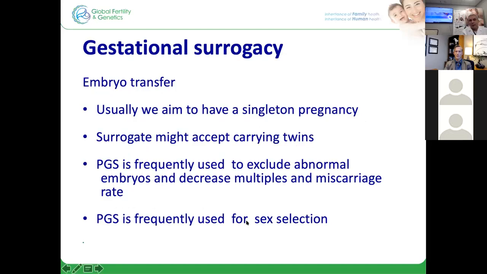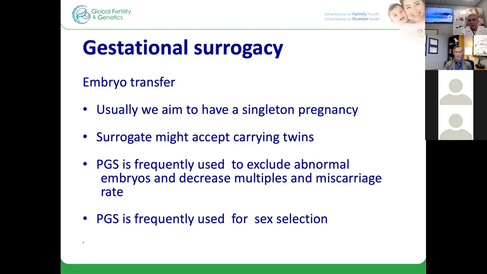Usually when we have a surrogacy pregnancy, we want a singleton pregnancy. We want only one baby in the uterus. Many people can carry twins, but twins do have a higher rate of complications, both for the mother and the babies. Some surrogates might accept carrying twins, and this is usually incorporated in the agreement between the surrogate and the parents. It's something we need to talk about. But we usually prefer to have only a singleton pregnancy.